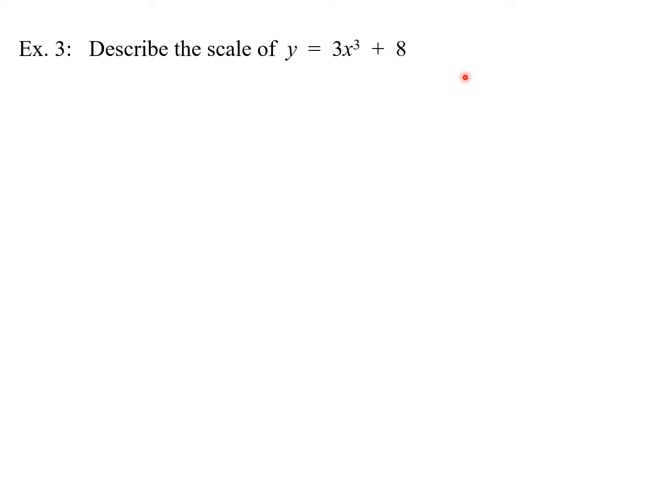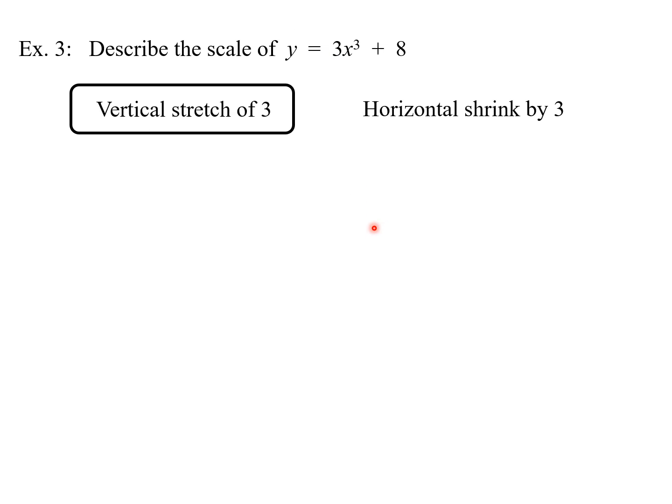Another example. Let's describe the scale of this. We have a 3 there, so it's either a vertical stretch of 3 or a horizontal shrink by 3. Remember, the horizontal shrink is kind of backwards. So which one is it? Well, it's in front of the entire function, in front of the entire x to the third. There are no parentheses involved, so it's in front of the entire function, which makes it a vertical stretch.